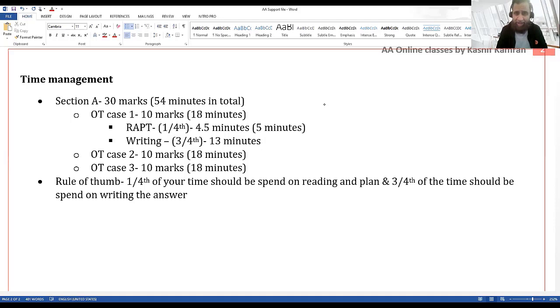So how many OT questions do we have? 13 minutes divided by 5 OT questions. So how much time should I spend on one OT question to take the right answer? 13 divided by 5 is how much? 2.6 minutes per OT question to tick the right answer.